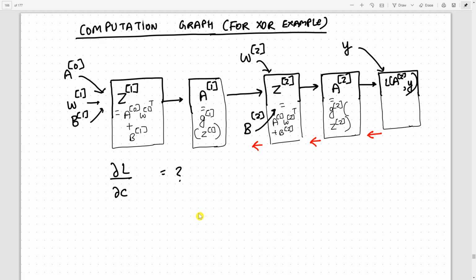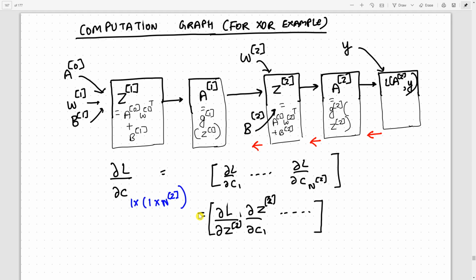So del L by del C is 1 cross n2, and effectively it's 1 cross n2 if we just trivialize and remove this 1. So del L by del C can be written as del L by del C1 dot dot dot till del L by del Cn2, and this entire thing is for layer number 2. Both of these are scalars. We can further break it down as del L by del Z2, which we already know, and del Z2 with respect to C1, right? That's basically the term which we now want to compute. Everything else is already there for us.